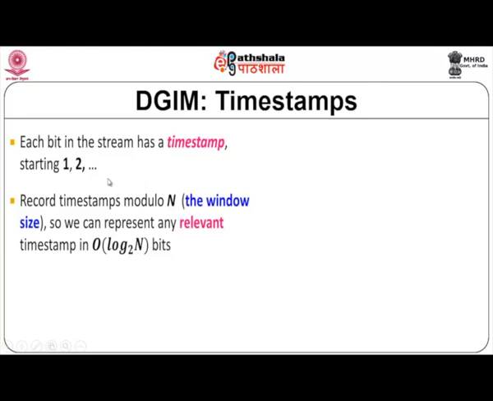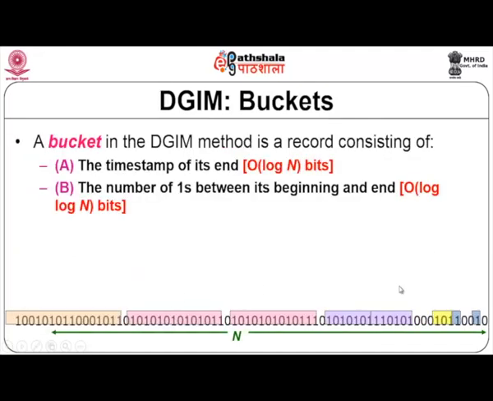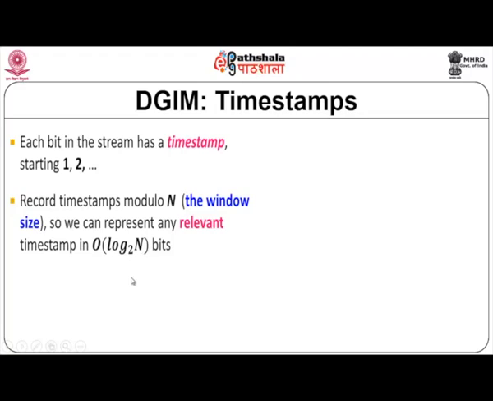Normally, timestamps will be recorded as modulo n, where n is the window size, and hence the relevant timestamps can be recorded in the order of log n to the base 2 bits. Now, when you talk about the DGIM bucket, I already told you the timestamp is represented as, say, an order of log n to the base 2 bits.